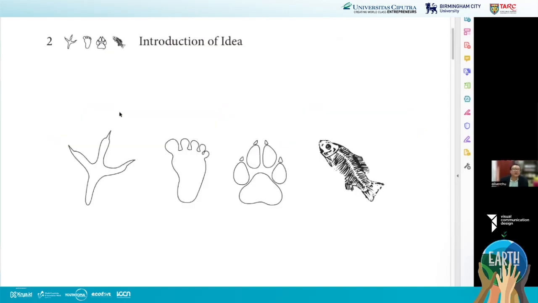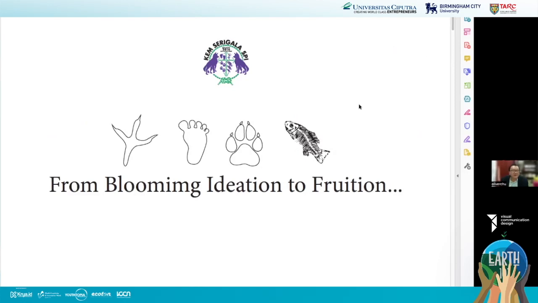So now, this is "From Blooming Ideation to Fruition." This is all about Camp Suri Gala, which is one of the annual camps organized by the Secretariat of Akela. If you look at the symbols, we have an imprint of a bird.